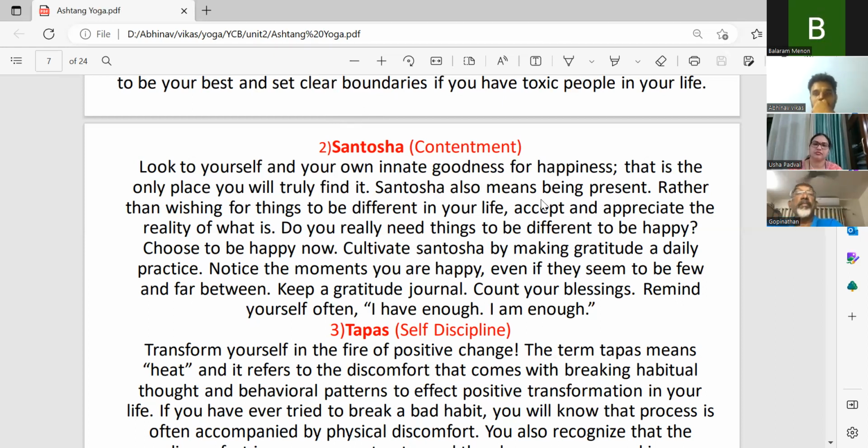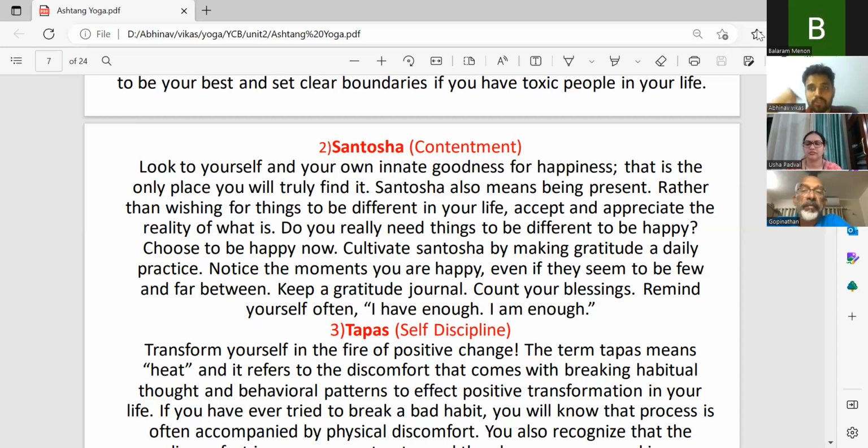Santosha also means being present. This is a beautiful thing, very important. If you think about the past, you'll get tears. If you think about the future, you'll get fear. If you live in the past, you'll always have tears. You can see people who are always very sad, in depression, because they are living in the past.